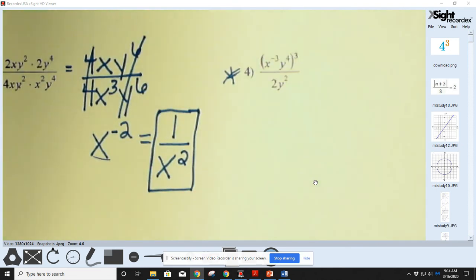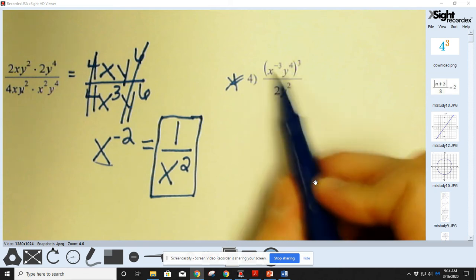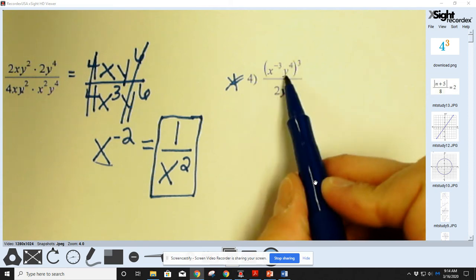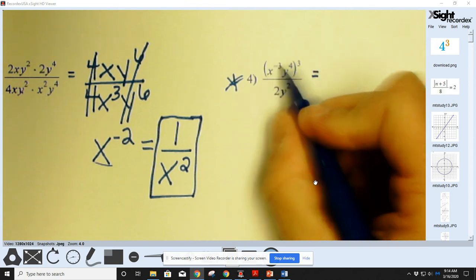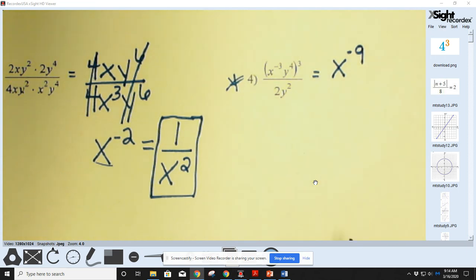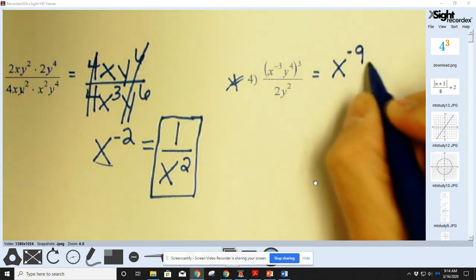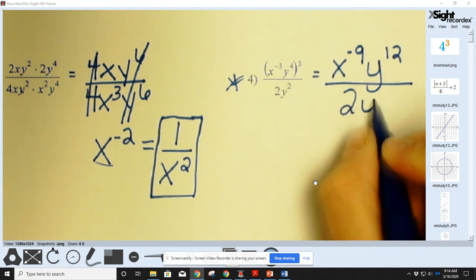And then, last but not least, number 4 here. I can't simplify anything inside because I don't have the same bases, so I'm just going to go straight to the power rule. So negative 3 times 3 is x to the negative 9th power. 4 times 3 would be y to the 12th power over 2y squared.